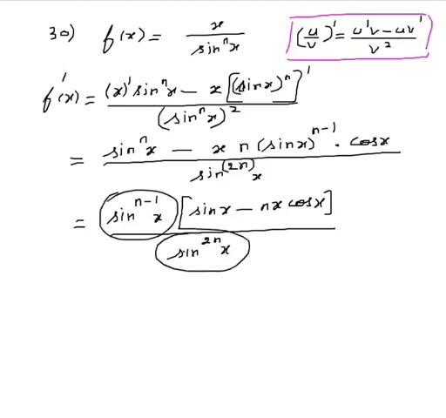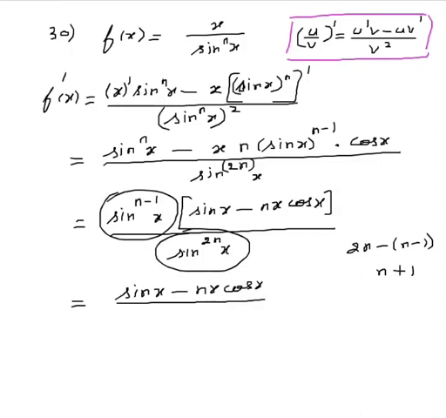Now we will simplify these two. So powers we can subtract. 2n minus n minus 1 will give you n plus 1. Therefore the answer becomes sin x minus nx cos x divided by the denominator. If you subtract the powers, the power is n plus 1 x.